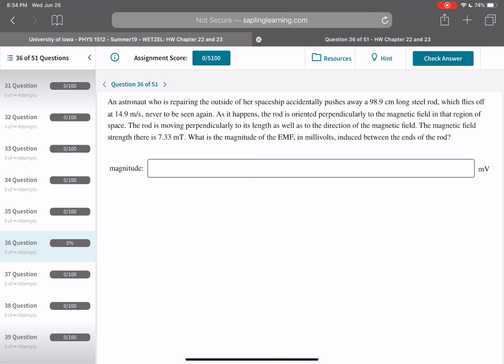So then you've got a 98.9 centimeter long steel rod. You've got a velocity. And so you're going to put that as if it's flying through the space, through that magnetic field, and then calculate what the EMF is as it moves through that magnetic field.